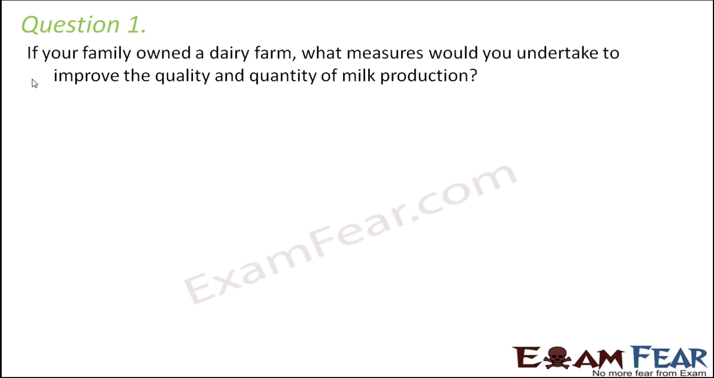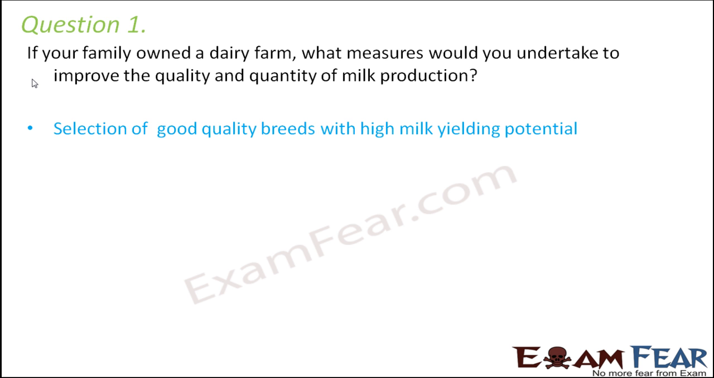Now, as I mentioned before also, if we want good management of the dairy farm, two things matter: the quantity of milk being produced, and secondly the quality of milk that is being produced. So how can you ensure that both of them are good? By remembering some of these. Selection of good quality breeds with high milk yielding potential, because not all the animals have high milk yielding potential. Some of them produce more milk, some of them produce less milk. So selection of the right quality breeds is important.